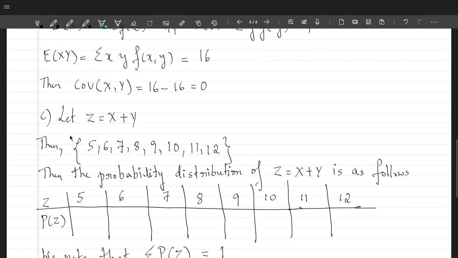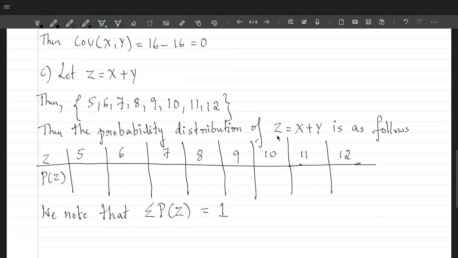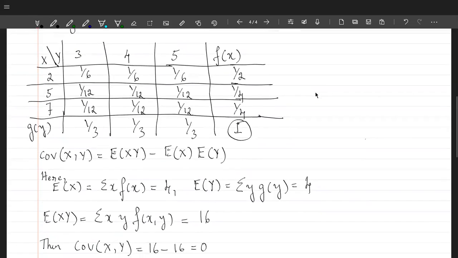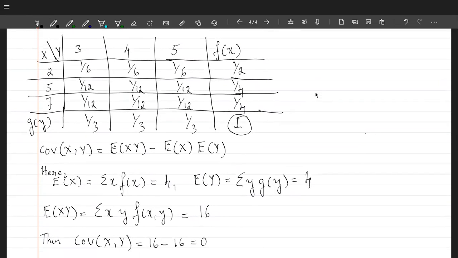Now what we calculate here is the probability that z takes the value x plus y. So now here, this is the joint distribution table over here. Using this, we have to calculate the value of p of z for the value of z, where z is equal to x plus y. So now here, the values which z can take is, z should be equal to x plus y. So start adding the random variable x with the random variables y.